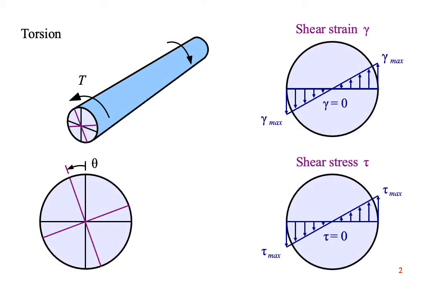If we apply a torque T to a shaft, it will twist by angle theta as shown at the bottom left. A shear strain develops in the shaft, which is maximum at the surface and zero at the very center. If the shaft is twisting elastically, then the shear stress is proportional to the shear strain, so the maximum shear stress is at the surface and it's zero at the very center.